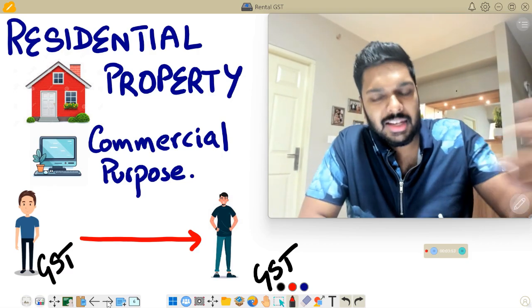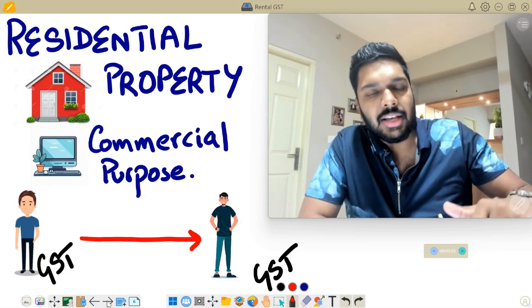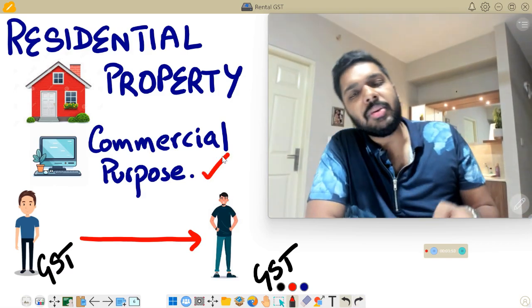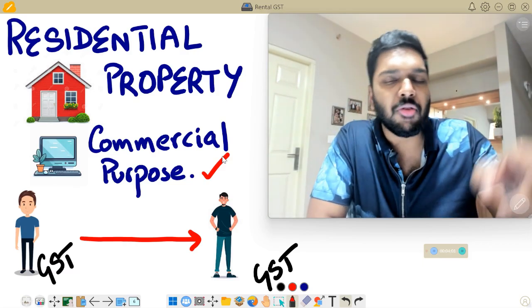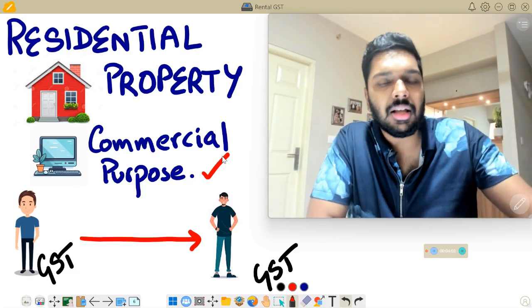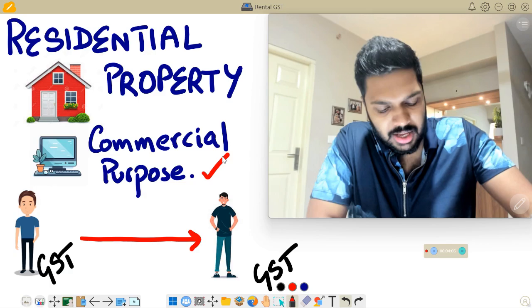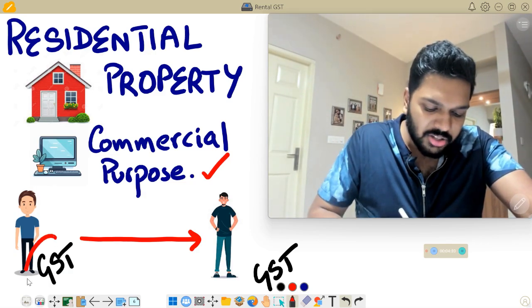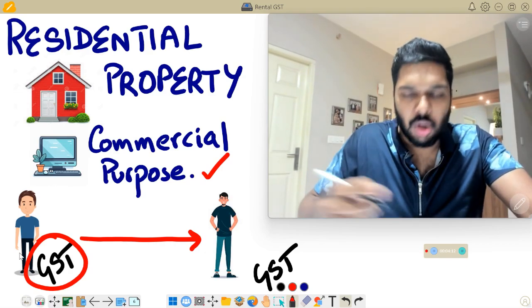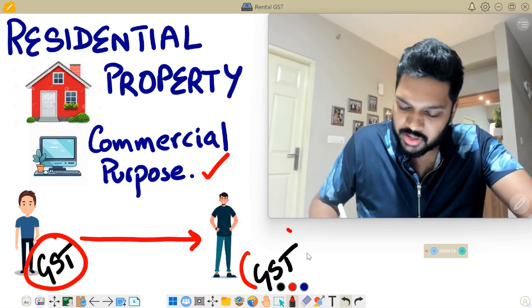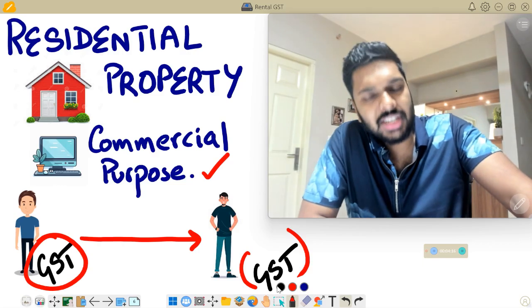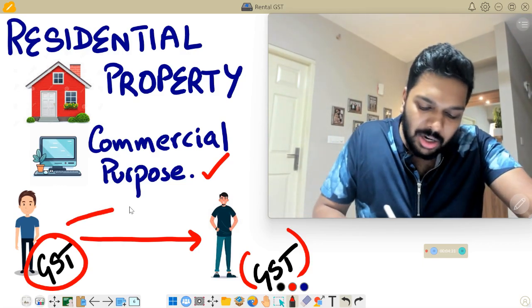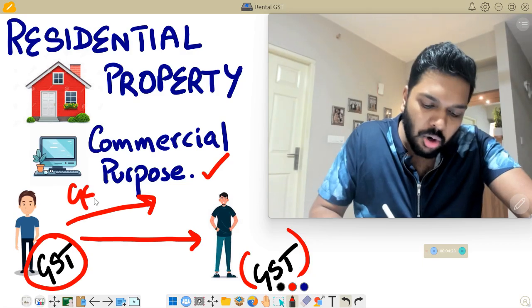So the example of a guest house comes under the case of a residential property being used for a commercial purpose, because the ultimate recipient is the person using it for a commercial purpose, the company being the case in the example. So in this particular situation, you have the landlord who has a GST registration. You have the tenant or the company who also has a GST registration. Quite obvious and easy to understand, since both landlord and tenant have GST registrations, the landlord is liable to pay GST to the government on forward charge.